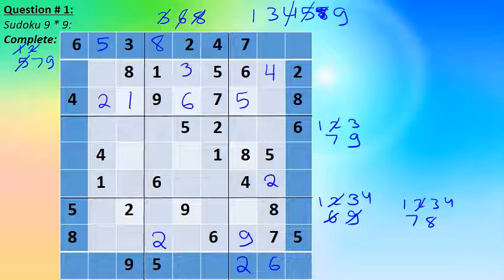4. It cannot be used in the last column. It has, I think, many choices, right? Many choices. 7. It cannot be used in the second column.